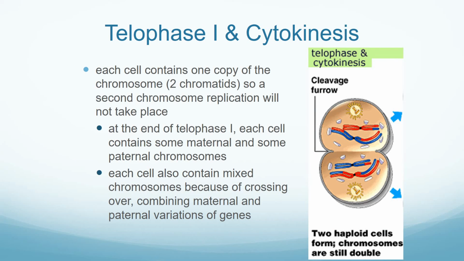Okay, so each cell now contains one copy of the chromosome, two chromatids. So a second chromosome replication will not have to take place. And at the end of telophase 1, each cell contains some maternal and some paternal chromosomes. And each cell also contains mixed chromosomes because of crossing over, combining maternal and paternal variation of genes. So as you can see here, the colors are a little different. You see here, this chromosome has a little bit of the blue, majority red, and this big blue one has majority blue and some red in there.